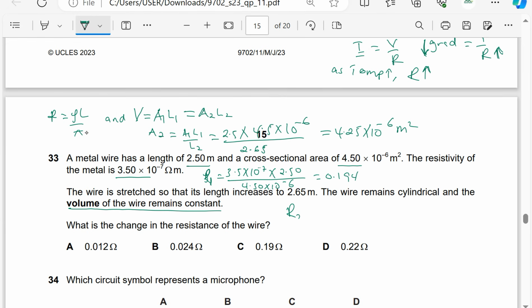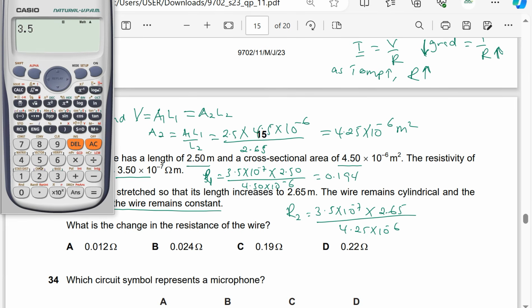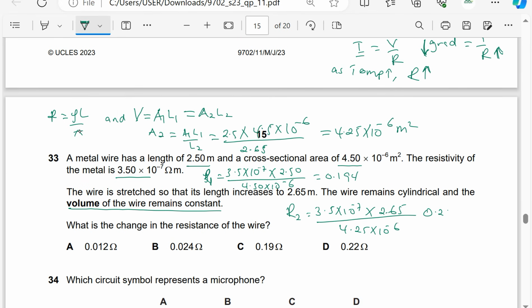So let me find the second resistance, R2. Resistivity is the same, 3.5 times 10 power minus 7. Length is 2.65. Then the area is 4.25 times 10 power minus 6. So 3.5 times 10 power minus 7 times 2.65 divided by 4.25 times 10 power minus 6. So this is 0.218. Of course, this is ohms.